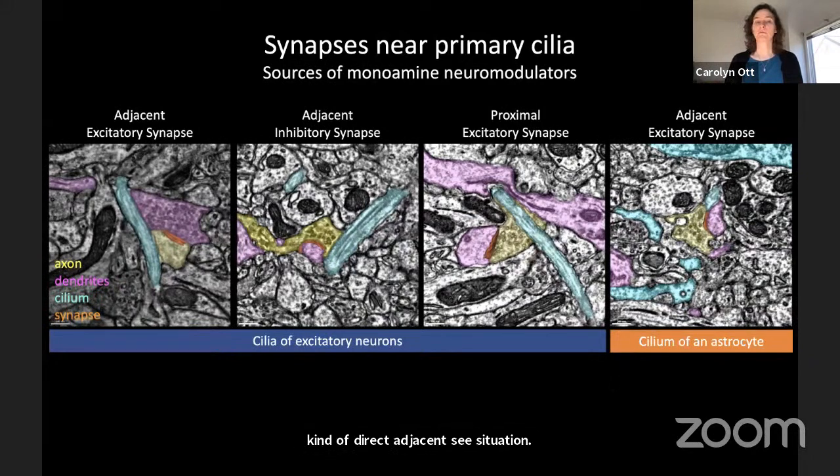We also see some synapses that are proximal, but not directly adjacent. And in the final panel, I included a synapse that's adjacent to an astrocyte cilium. And again, we're less sure what kind of signals might be released that astrocyte cilia have the receptors to receive.